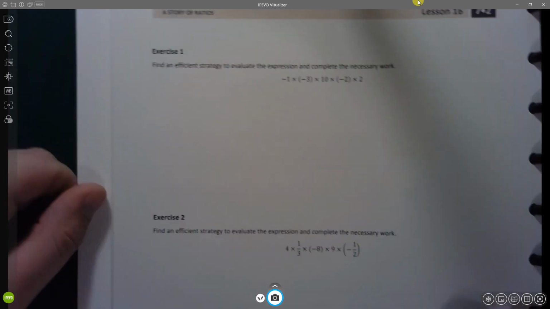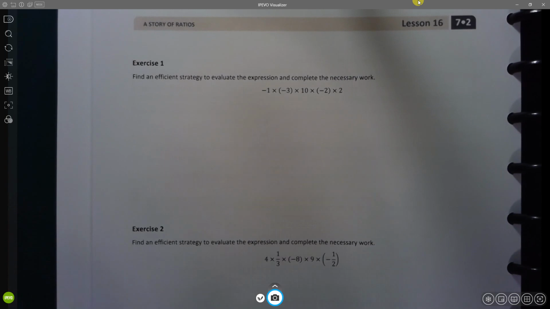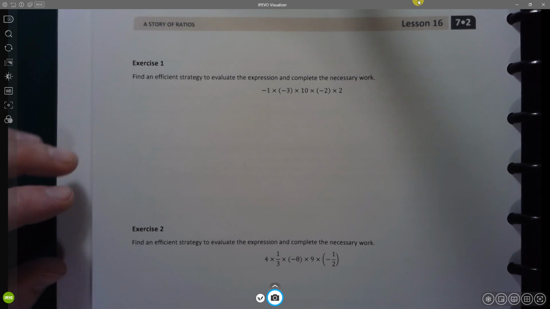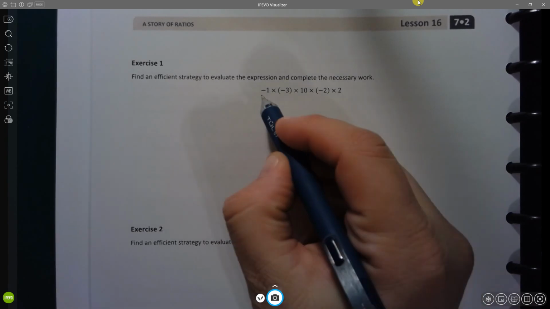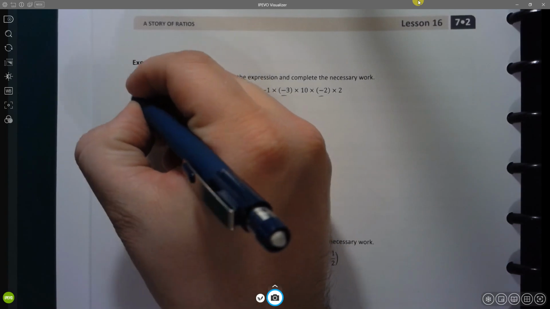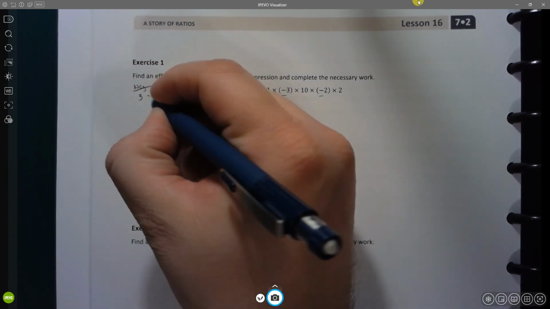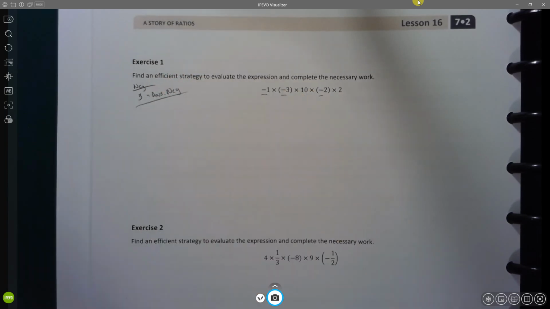All right, so for exercise 1, it says find an efficient strategy to evaluate the expression and complete the necessary work. Okay. Find the efficient strategy. So I've got to figure out the best way to do this. The first thing I'm going to do is count my negatives. 1, 2, 3. So I have 3 negatives, which means my answer is going to be negative. I know that because an odd number of negatives gives me a negative answer.